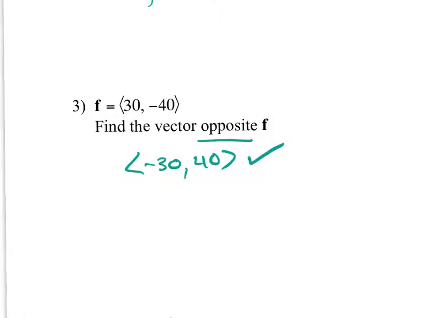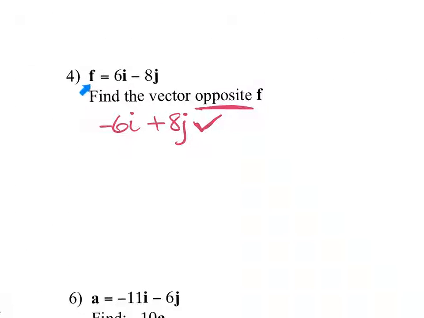Number 3. So we have vector F in component form is 30, -40. We want to find the vector that is opposite F, and all we do is change the signs. So the final answer would be -30, +40. Number 4, vector F is 6i minus 8j. We want to find a vector that's opposite F, so we just change the signs and it becomes -6i plus 8j, and that's your answer.